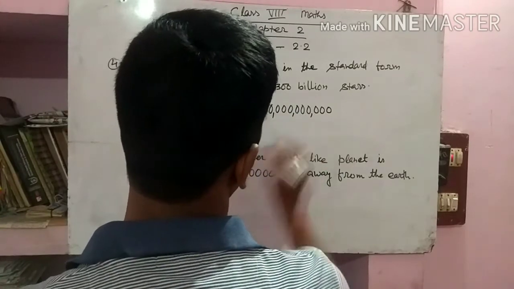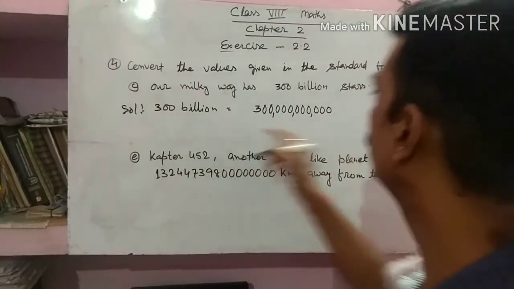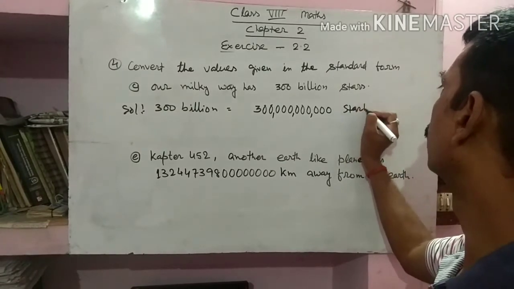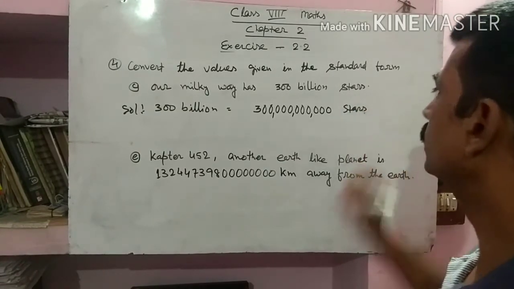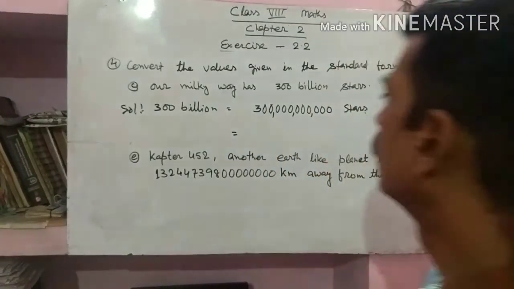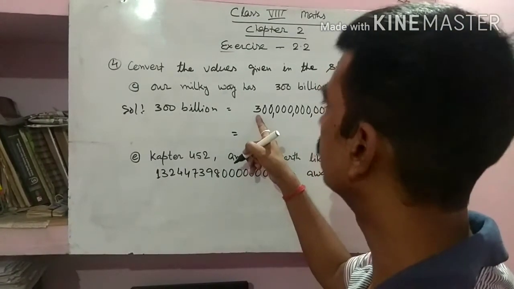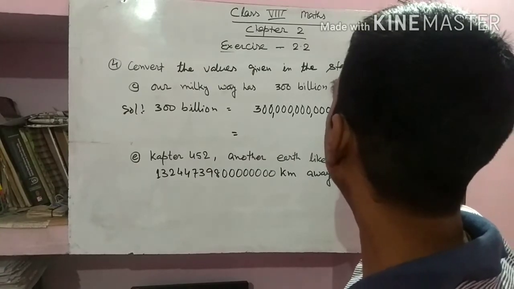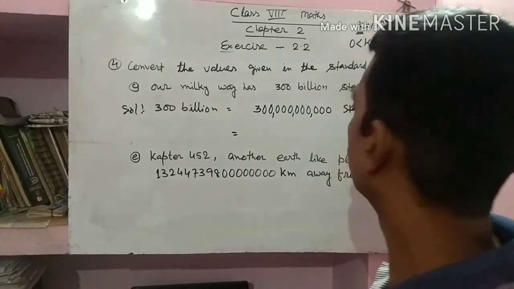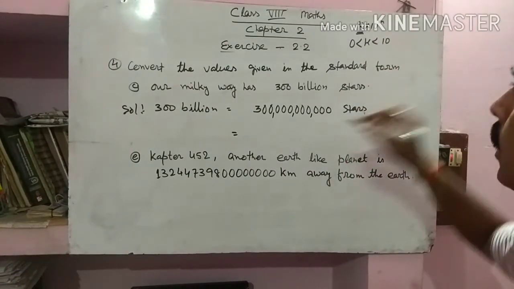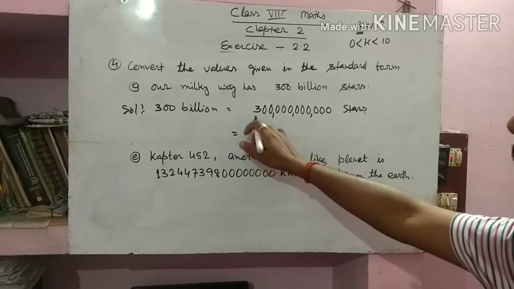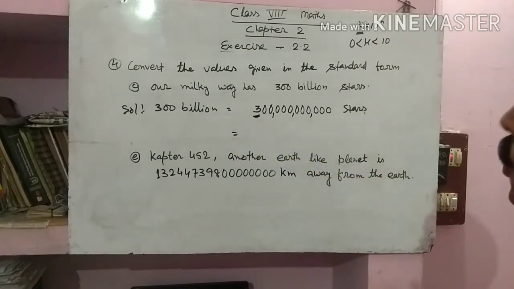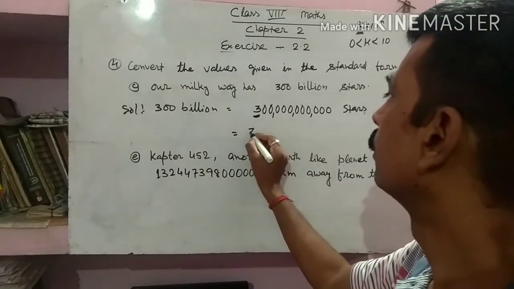This is 300 billion stars. So 300 billion is equal to this many stars. We have to write the first digit, as we discussed, in the form k into 10 to the power m. Here k should be greater than 0 and less than 10, so the first digit is 3.